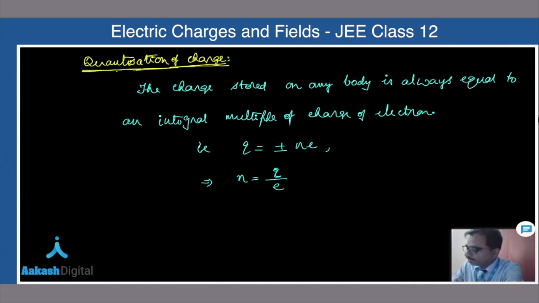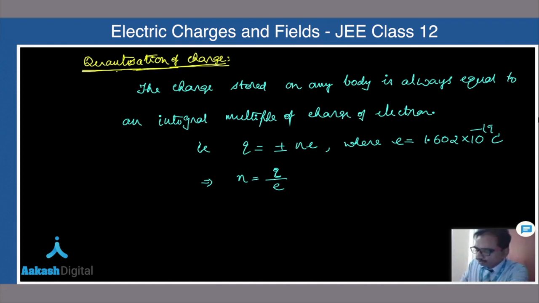Remember it. Here, what is the charge of the electron? e equal to 1.602 into 10 power minus 19 coulomb. Who calculated the charge of the electron? Millikan, by using the Millikan oil drop experiment.